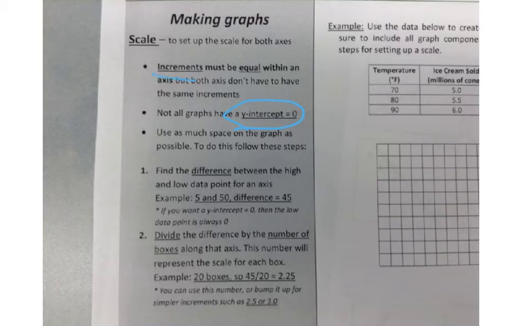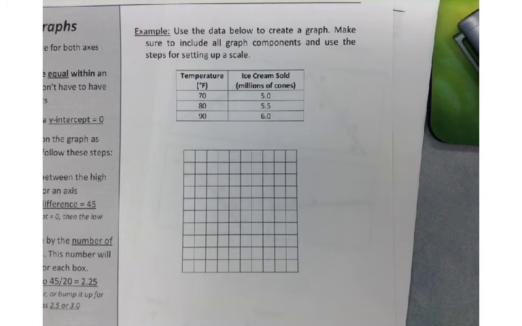It's really important though that you keep your increments equal to one another. So let's just follow these directions and use the example that I give you. Using the data below, create the graph. Okay, so here's our data. We are directly changing the temperature, so temperature is going to go on this axis. Okay, remember your degrees Fahrenheit.